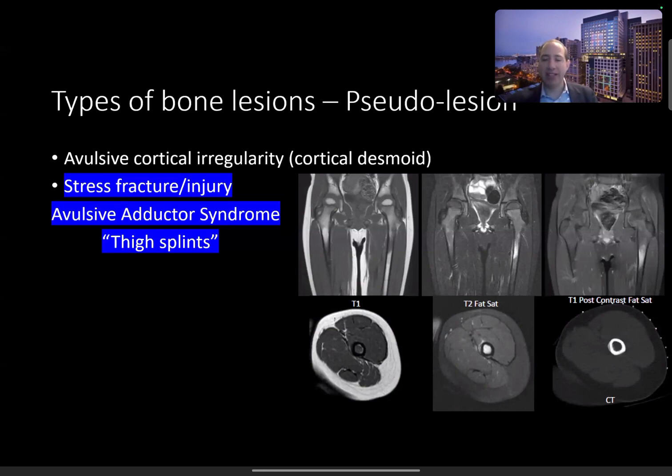So this patient actually came to biopsy, and you can see here on the pre-biopsy scout, we don't really see an actual lesion. The only thing we see is some smooth periosteal reaction. This was just a fracture that was healing. So remember, thigh splints.